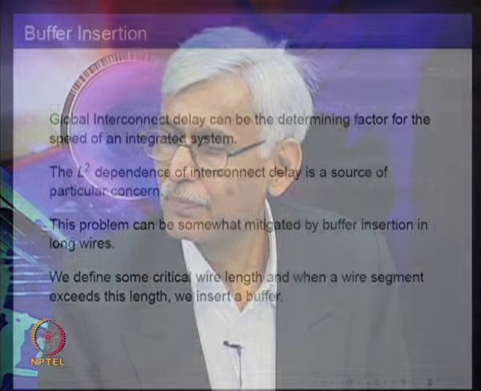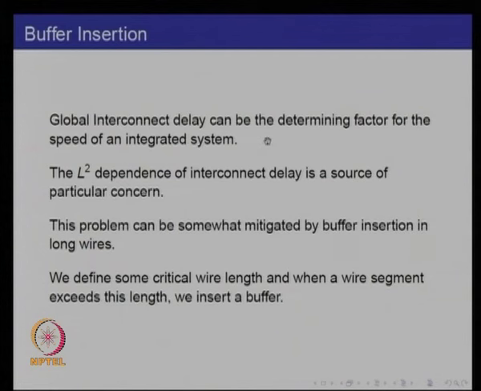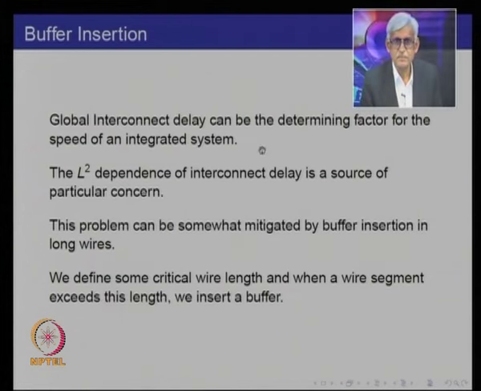To summarize, the global interconnect delay can be the determining factor for the speed of an integrated system. The L square dependence of interconnect delay is a source of particular concern. The problem can be somewhat mitigated by buffer insertion in long wires. This is a technique that we will see. If the delay is increasing superlinearly, that means if the length becomes double, the delay becomes four times, then let's not have very long wires. Let's divide the wire into short segments and let's buffer the signal after each short segment.